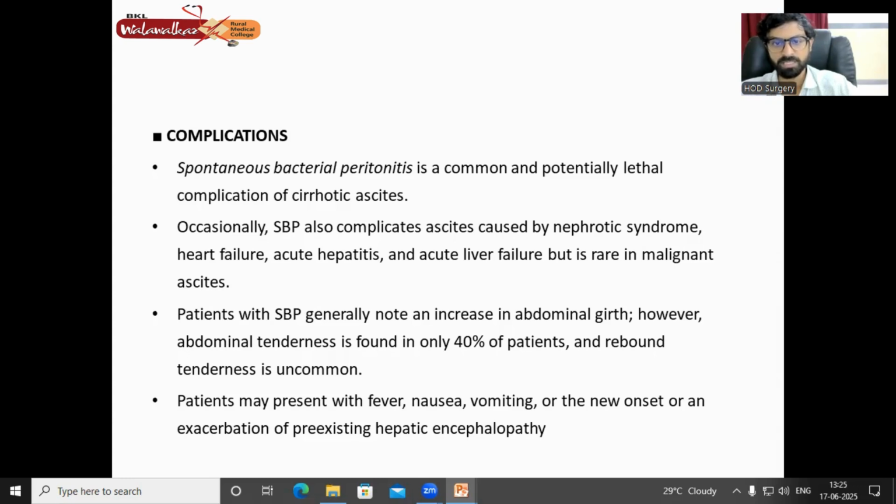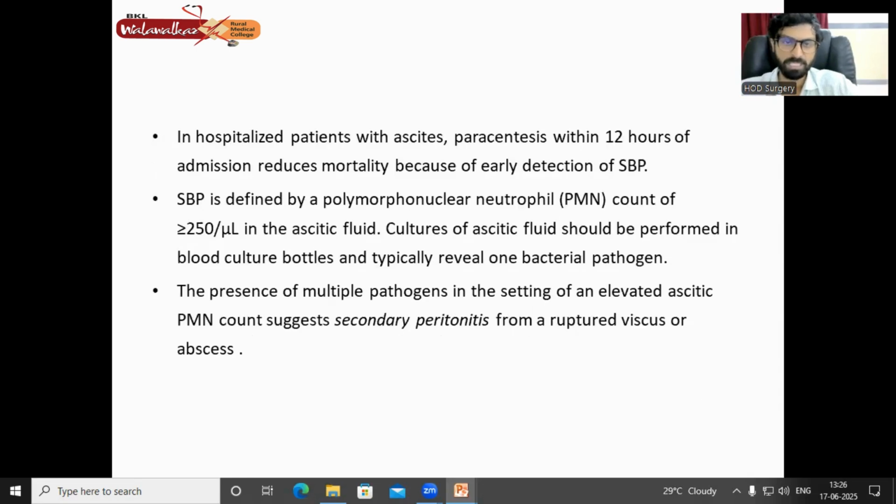Patients with SBP generally note an increase in the abdominal girth. However, abdominal tenderness is found only in 40% of the patients. Rebound tenderness is uncommon in these patients. Patients will have fever, nausea, vomiting, or new onset or an exacerbation of pre-existing hepatic encephalopathy. In hospitalized patients with ascites, paracentesis within 12 hours of admission reduces mortality because of early detection of SBP. So early detection is the key.